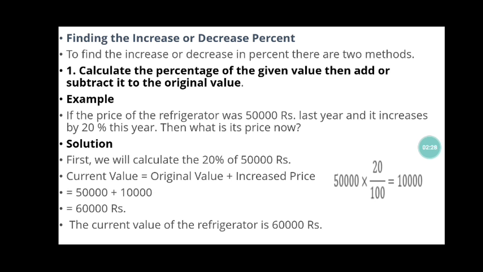Now our current value will be 50,000 plus 10,000. What should be its price? Yes, its price will be 60,000. So like this we have to find the current values. So now, did you understand? If you want to understand more, I have also placed one picture here. You can see it.